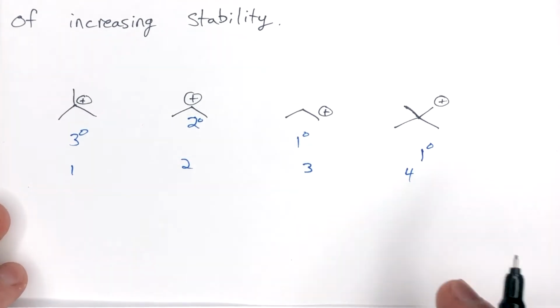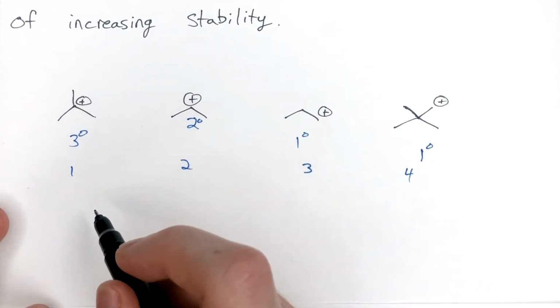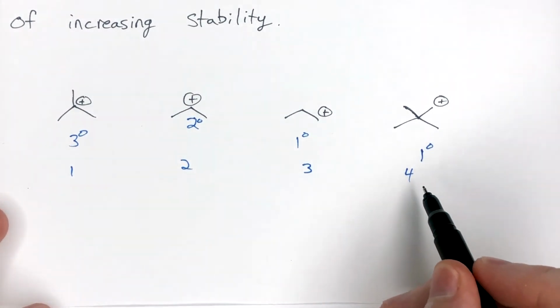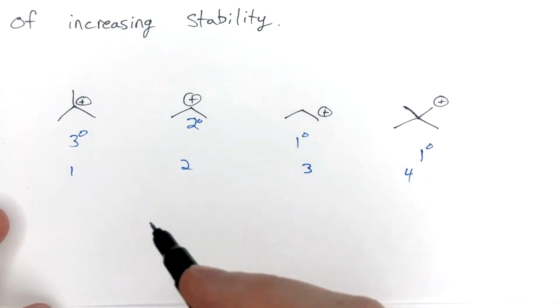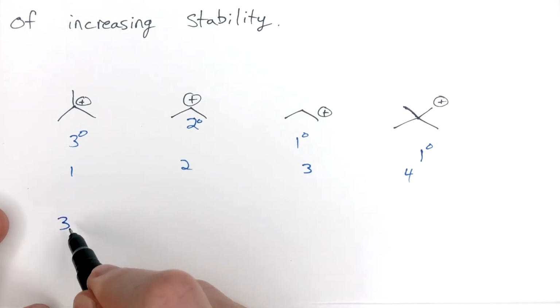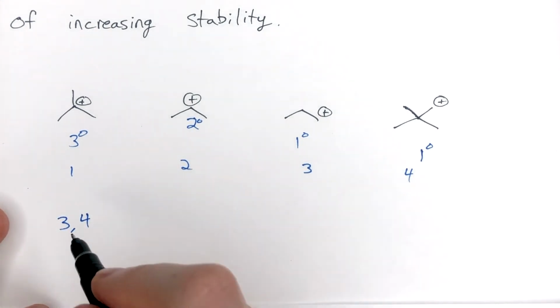So the least stable is definitely 3 and 4, and they're going to be about the same. Now, you could make the argument that 4 is probably a little bit more stable because it can have a methyl migration, but we'll save that for a different video. So for this purpose, and in general, you would say that 3 and 4 are about the same.